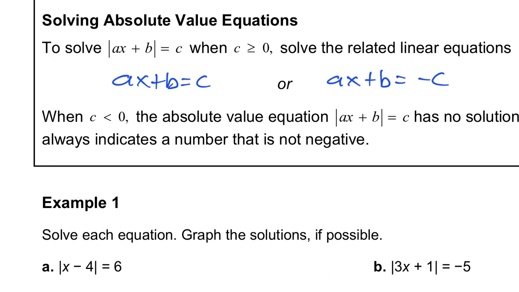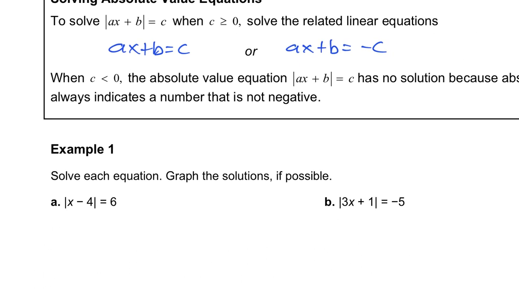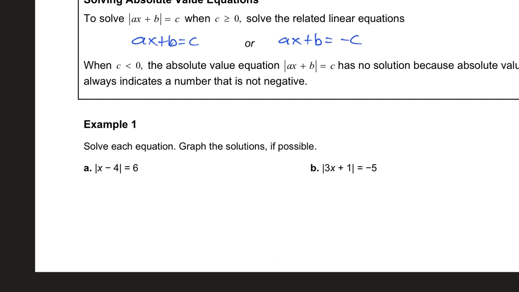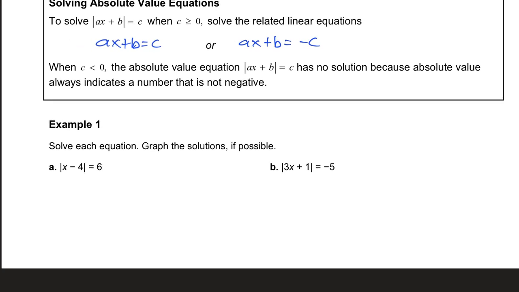Now, it also mentions down here, when c is less than 0, the absolute value equation has no solution, because an absolute value always indicates a number that is not negative. So an example there would be if I have the absolute value of x plus 3 equals negative 4, because we have this negative here, then we would write no solution.